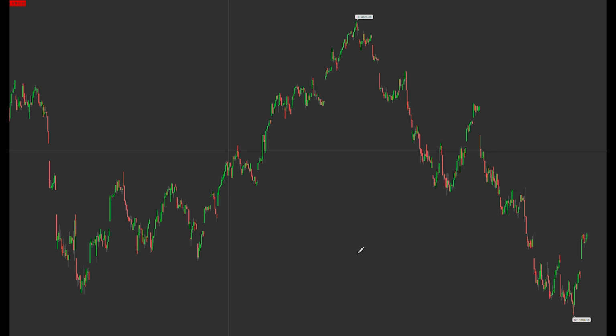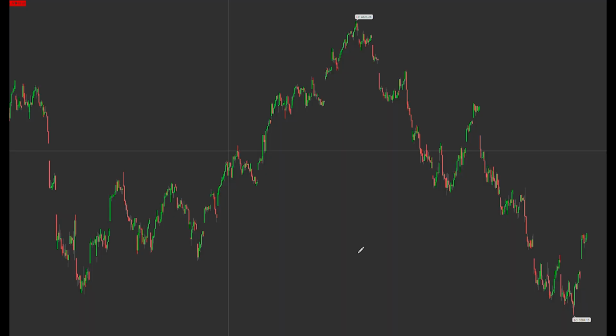And resistance is going to be when you have a ball and you throw that ball up in the air, but it hits off the ceiling. When price is moving higher, it runs into resistance. Let me show you on the chart right now what I mean by this.